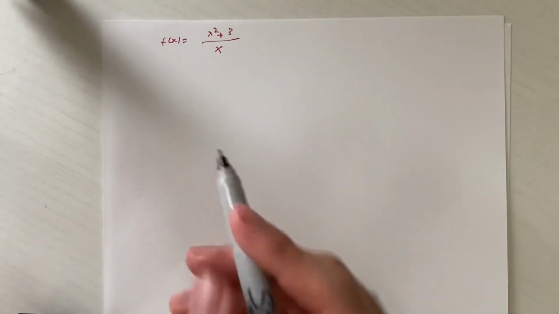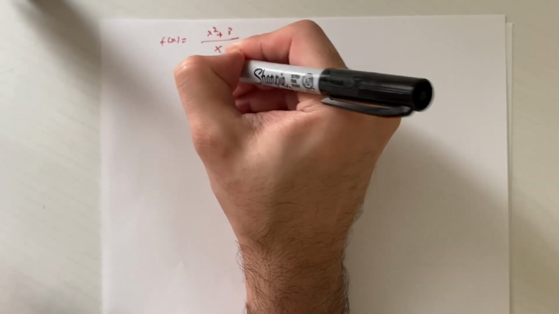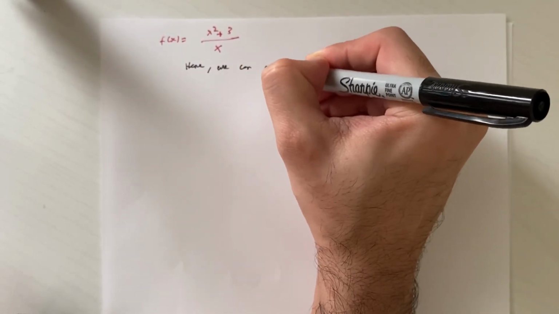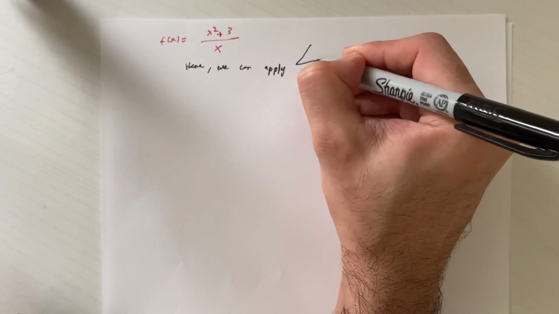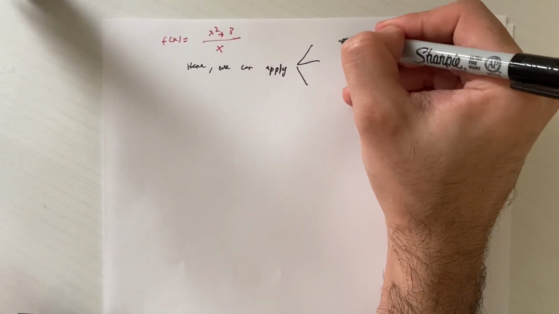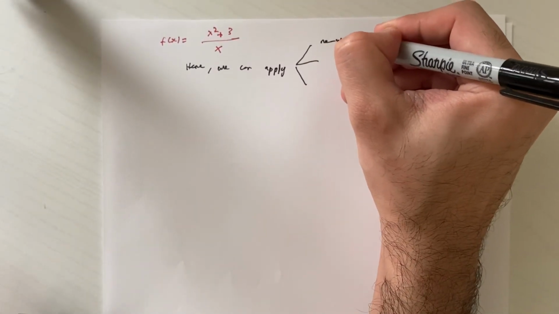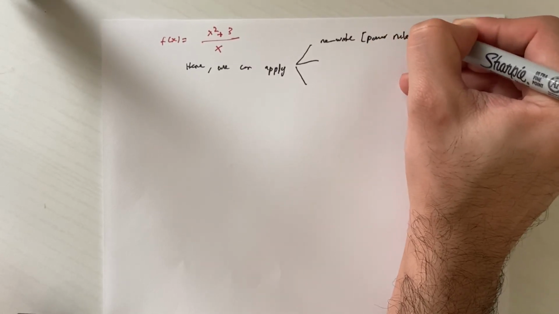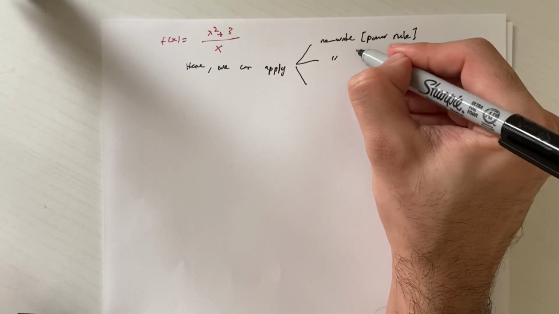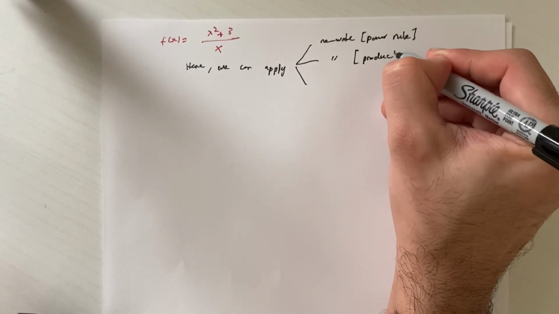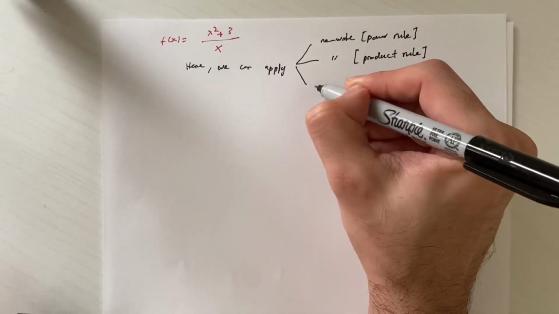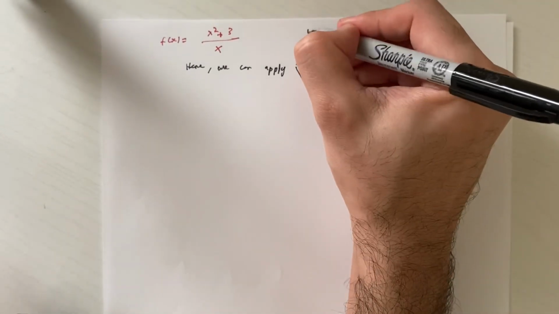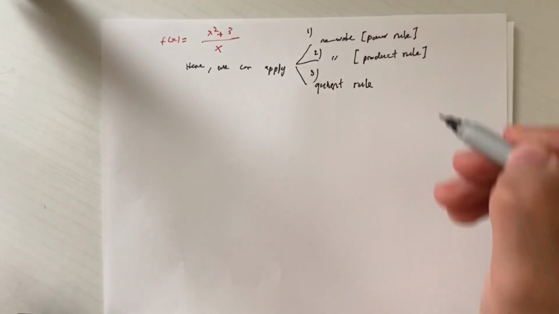So here we have this function, and we will differentiate it, but we will use three ways to differentiate it. First we will rewrite the function and use the power rule to differentiate it. Then we will write it to use the product rule, or we can just use the quotient rule since it's a fraction.